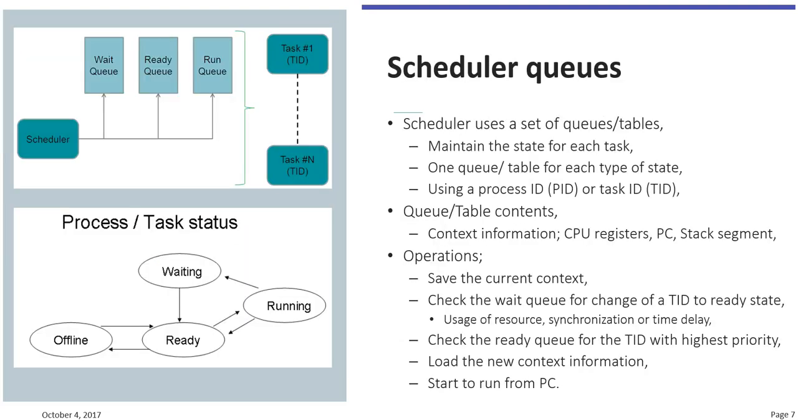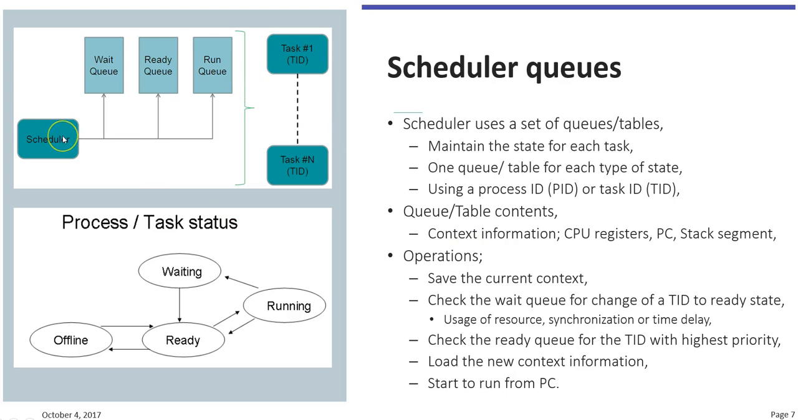The scheduler is also using a set of queues to handle these different task states. So it has a set of queues or tables to maintain the state of each task, and it's one queue for each of the states. You have a wait queue, a ready queue, and a run queue. And you're using what we call a process ID or a task ID, PID. These tables will also contain the context information, so everything about the task is saved in.